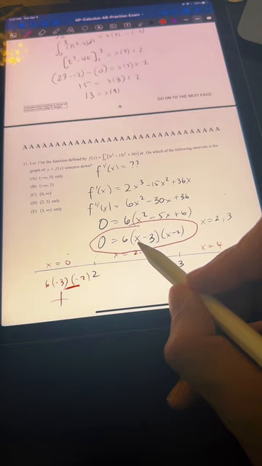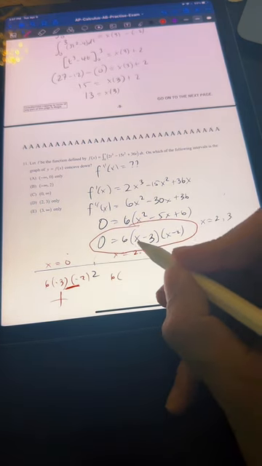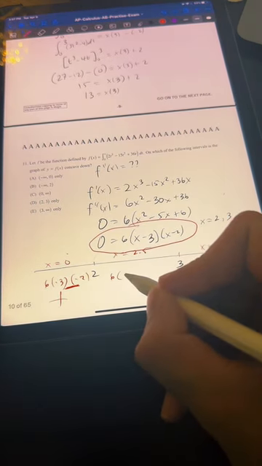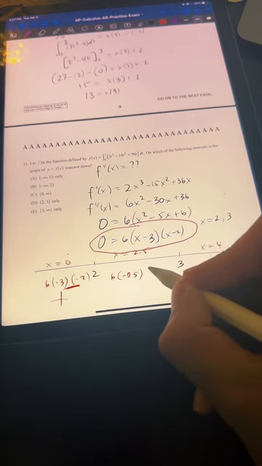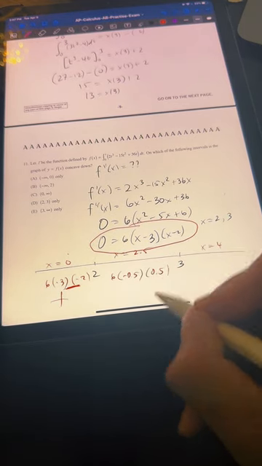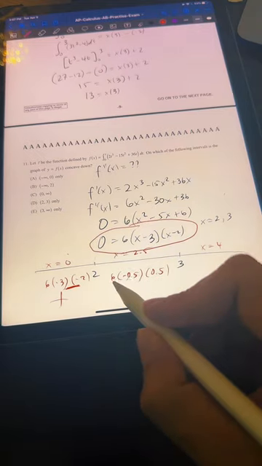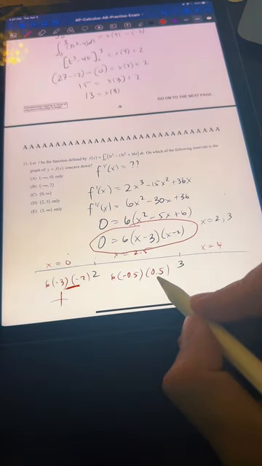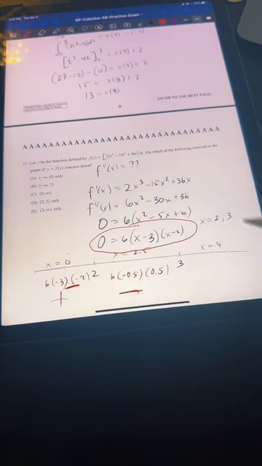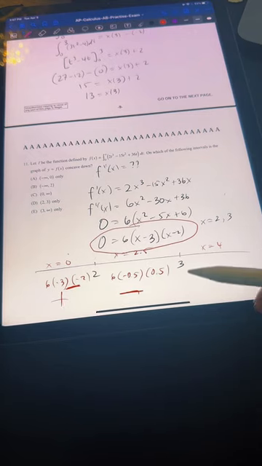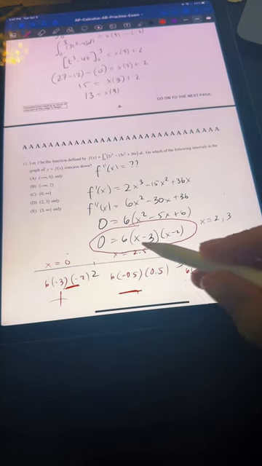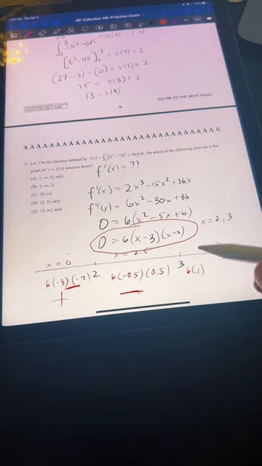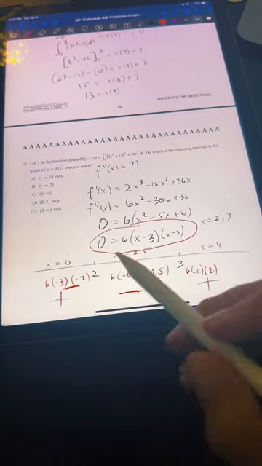So we have 6 times 2.5 minus 3. That's just a negative value. It's like negative 0.5, times 2.5 minus 2, that's positive 0.5. Again, I don't care what these values are. I just have a negative times a positive, so this entire thing is negative. And then last one, if we plug in a 4, so 6 times 4 minus 3 is 1, times 4 minus 2 is 2. That's all positive values, so this entire thing is positive.